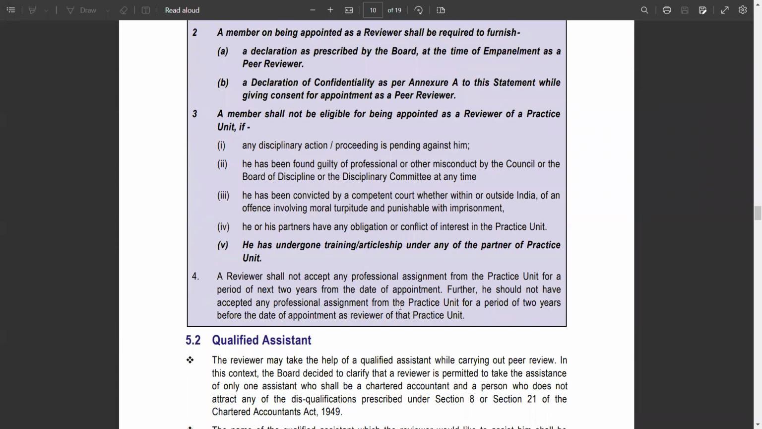So a person shall not be eligible to become a peer reviewer if any disciplinary proceeding or action is pending against him, he has been convicted by a competent court for moral turpitude, within India or outside India, he has been found guilty of professional or other misconduct by the disciplinary committee or board or council, and he or his partner have an obligation or conflict of interest with the practicing unit. Maybe there are some connections with the practicing unit which generate a conflict of interest, and if he has undergone any training or articleship under the partner of the practicing unit, he shall not be eligible to be a peer reviewer of that practicing unit.